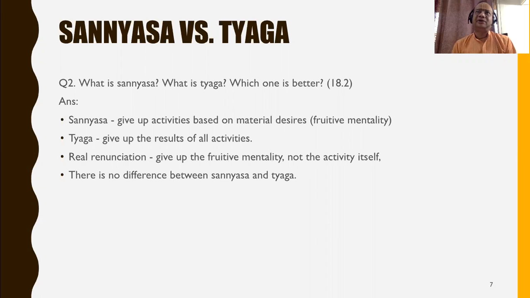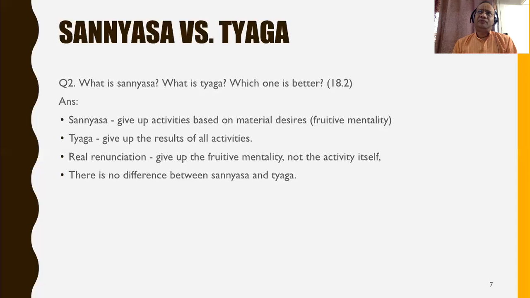For example, Bhishma Pitamaha, in one sense he was like a sannyasi, because he was not married, he was living in a royal palace, doing all the kingly activities, but still he was doing it as a matter of duty. He could have got the throne, but he did not accept it. And he did all these things only as a matter of duty. Similarly, in chapter number 3, Lord Krishna gives this example of Maharaj Janak, who had already given up the fruitive mentality, but was doing all the activities of a king as a matter of duty.